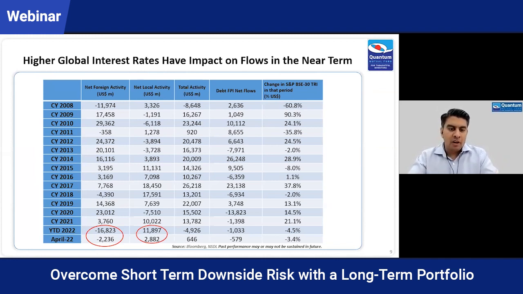In the same period, in 2022, foreign outflows are much higher than what we saw in 2008. But at the same time, local activity is much larger. And therefore, the impact on the market is minus 4.5% versus minus 60% at that point in time. So higher local buying has supported stock markets to an extent.